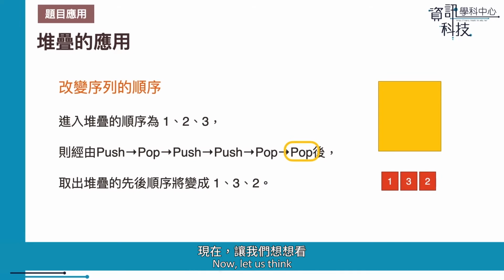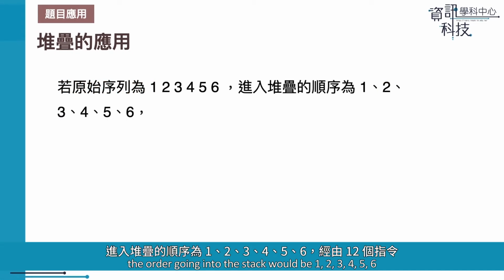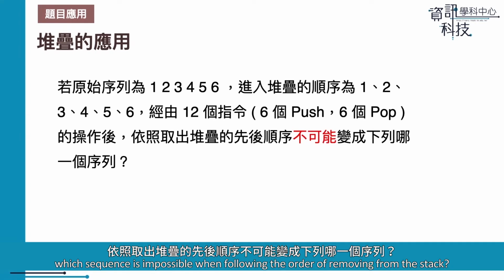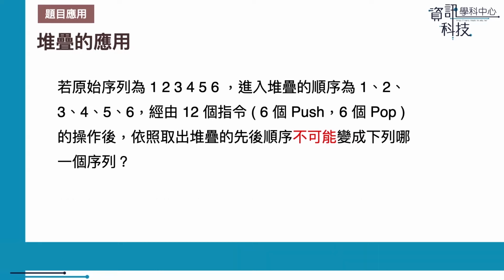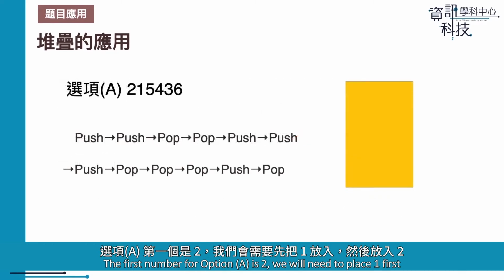Now let us think. If the original sequence was 1, 2, 3, 4, 5, 6, the order going into the stack would be 1, 2, 3, 4, 5, 6. After the operation of 12 commands, 6 push and 6 pop, which sequence is impossible when following the order of removing from the stack? A. 215436, B. 324156, C. 154623, D. 326541.